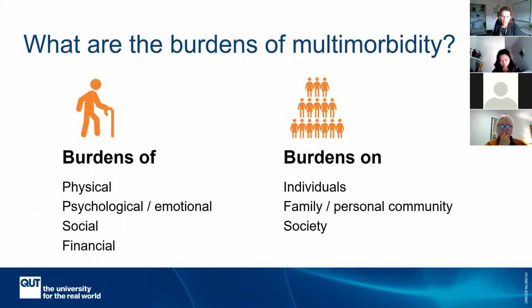We can all think of examples from practice. Maybe you could put some into the chat of the people that you've looked after who are experiencing more than one chronic disease. Are there physical burdens, emotional, financial? Are there burdens on them just as individuals, or are these burdens on their families? Or are there burdens on all of us as a society? Have a go, just pop some things in the chat.